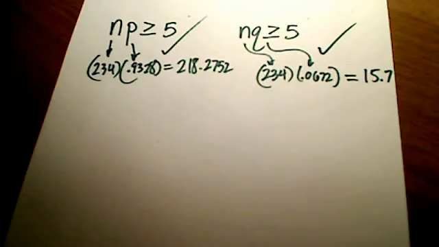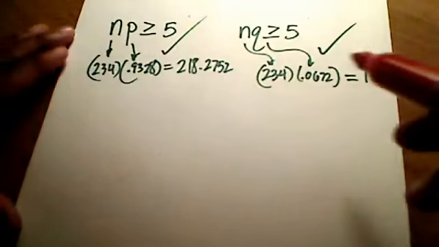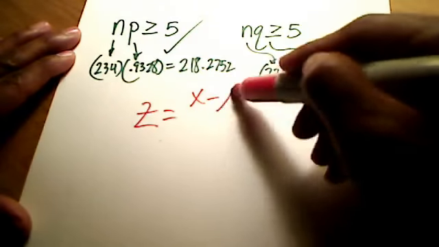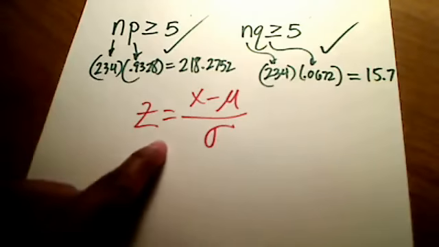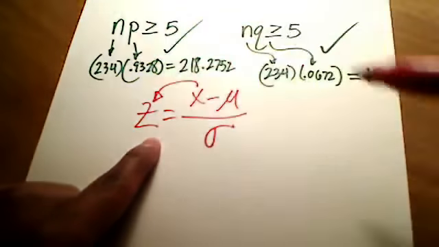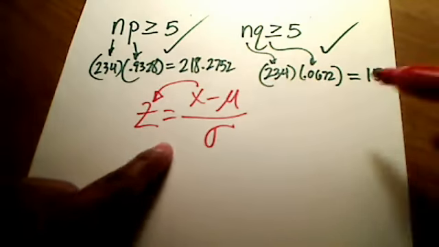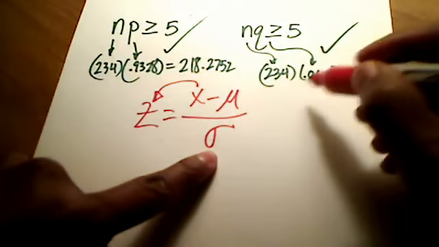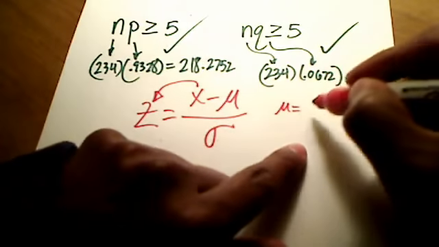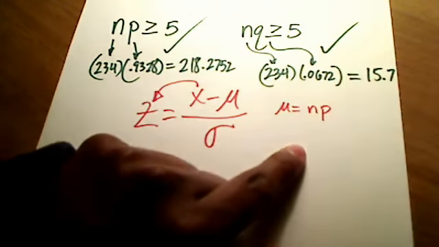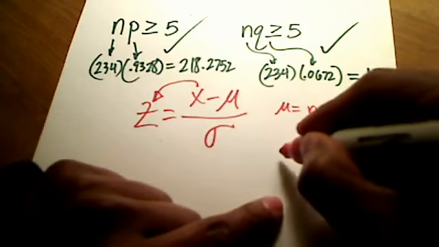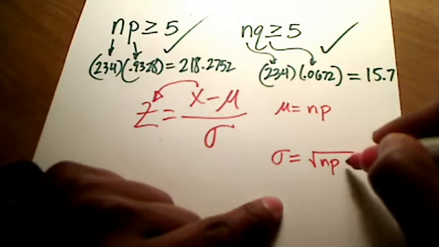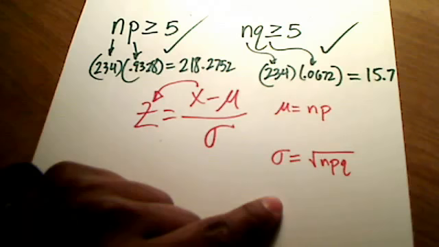Now the other thing, if you recall from a previous video or problem, is that we have a formula to change an x value into a z value. So we need this formula. But I also need to know what the mean and the standard deviation are. Also covered in a previous video, there's your little formula for mean. Here's our formula for standard deviation, the square root of npq.